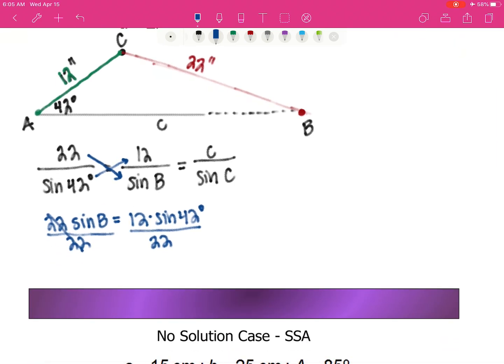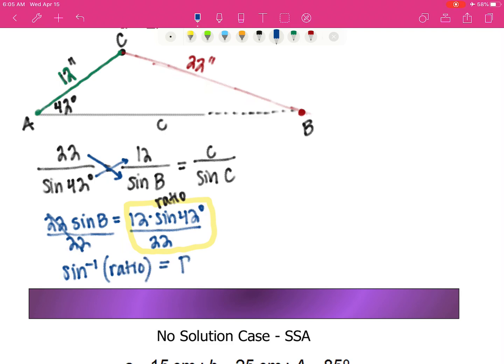And then the sine of angle B is equal to this numerical value right here. So this numerical value is a ratio. In order to find angle B, I'm going to have to reverse the input and the output, which gives me an inverse sine. So I'm going to have the inverse sine of the ratio is equal to the angle B. And when I do that, I put that into my calculator.